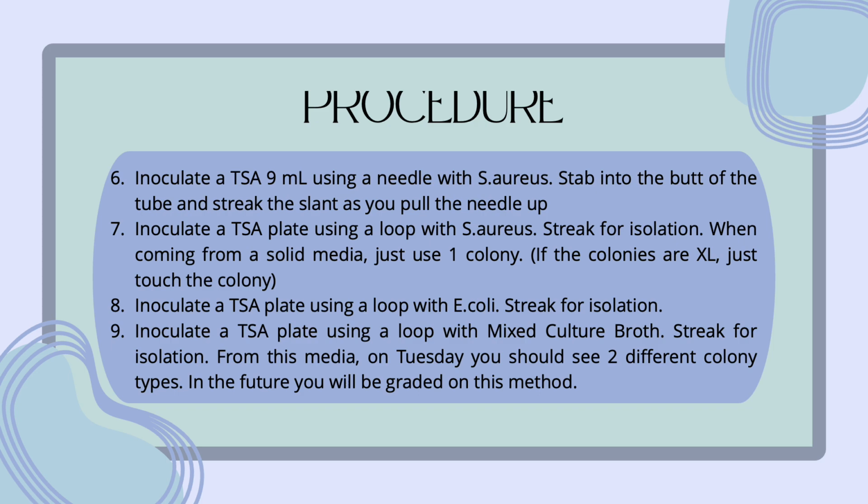Lastly, step 9. Inoculate a TSA plate using a loop with mixed culture broth. Streak for isolation. From this media on Tuesday, you should see 2 different colony types.